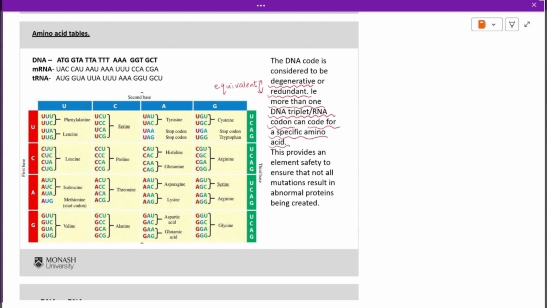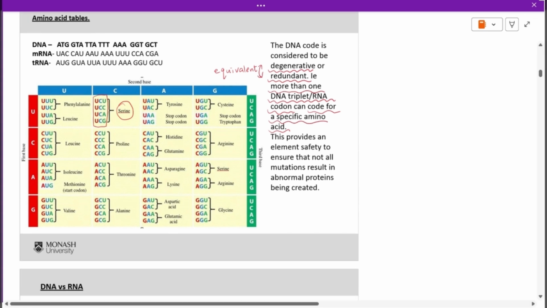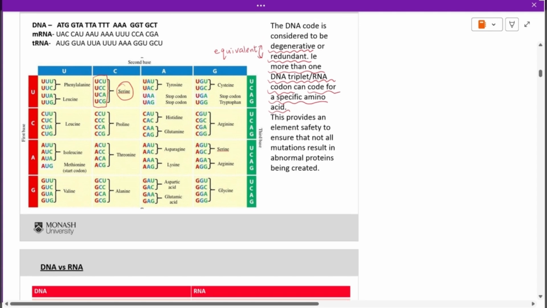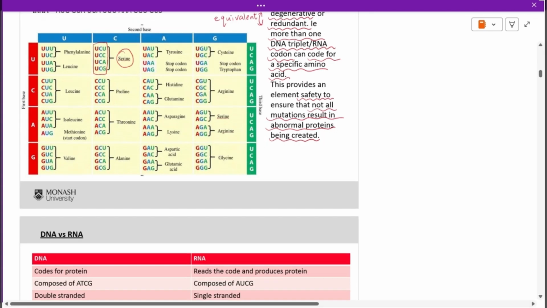So let's take the example of serine. Serine, this type of amino acid, can be coded by 4 different codes. So these 4 codes will all produce serine as a result. The benefit of this redundancy and degeneracy of coding is that it provides a level of safety, so that not all mutations result in abnormal proteins being created, because that can be big trouble for the organism.